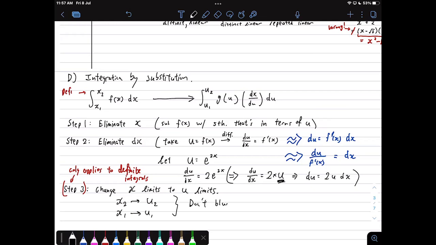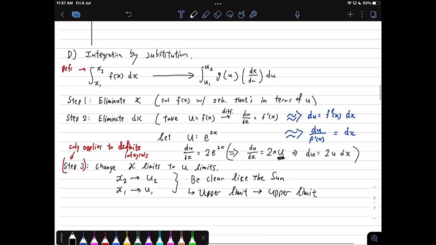Don't get blur like sotong. Please don't mix it up. Okay, I better not use a double negative. Be clear like the sun. Upper limit stays as an upper limit. Wow, this is the most useless sentence ever. Upper stays as upper and lower limit stays as the lower limit. Some students are very blur. They will mix it up.